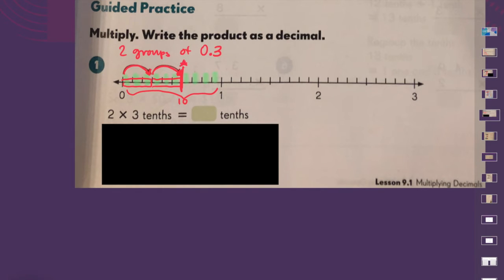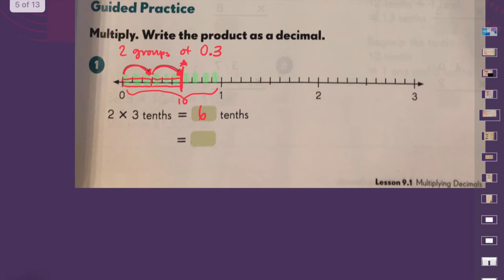Well, where would you land? If you said 6/10, you are correct. We would land at 6/10. So we would write that 0.6.